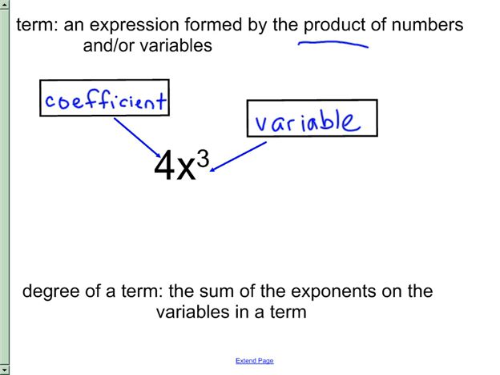This term has a degree. So the degree of a term is the sum of the exponents on the variables in that term, only on that term. So this example would be degree 3, because that's the sum of all the exponents. There's only one exponent.